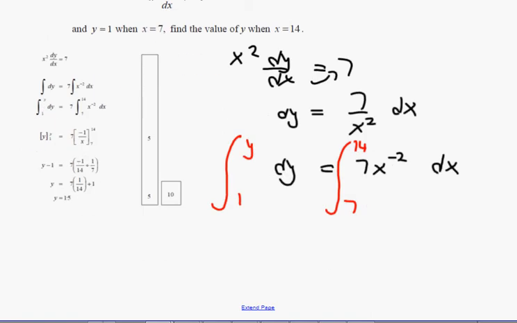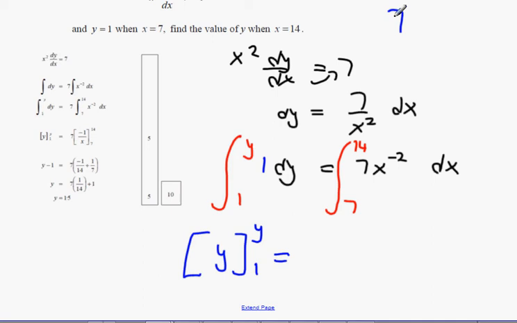Upon completion of that, we're now going to integrate both sides. When you integrate the number 1, you get y, so you get y from 1 to y. Then you're going to integrate 7x to the minus 2. Now you don't have to worry about the 7 to begin with.